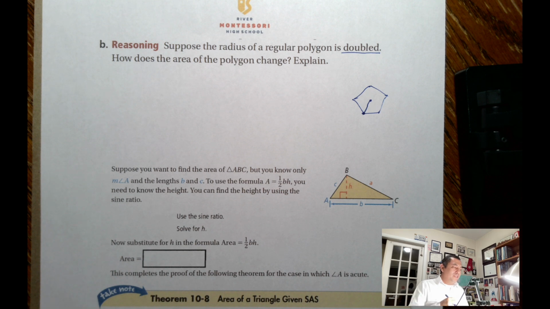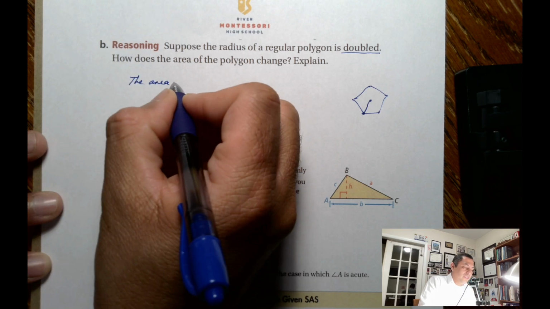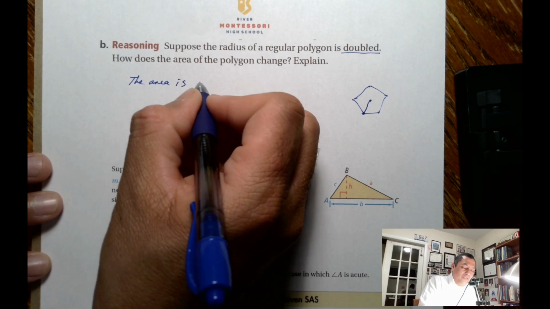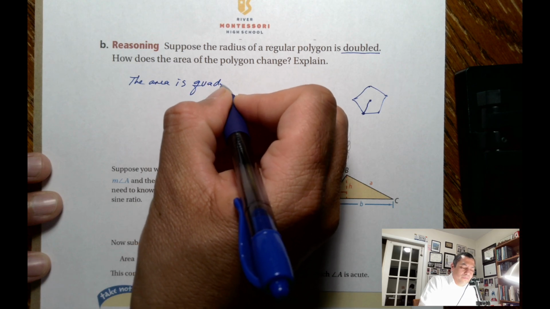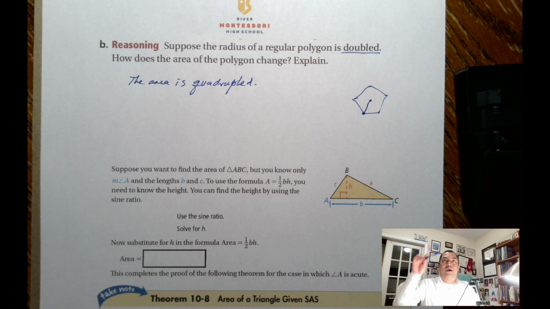What does that mean? If you double that value, the apothem and the side lengths also double. In this case, they're going to double. So the radius doubles, the apothem doubles, the side length doubles. So that means that the area is going to be quadruple. It's going to be quadruple because you're going to have 1/2 times the apothem times the perimeter.